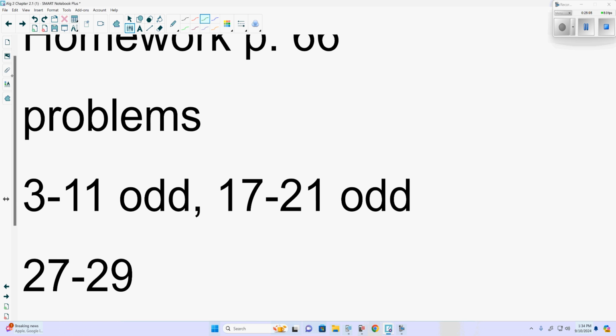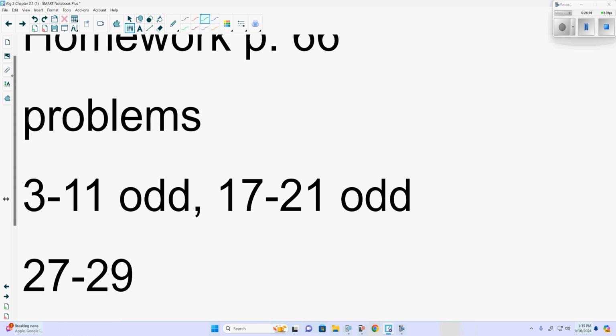We'll do those last 3 tomorrow. This is your assignment for this year. 3 through 11 odd, so 3, 5, 7, 9, 11. 17 through 21 odd, and 27 through 29. So it's going to be by the end of the day for chapter 2. Then chapter 1 didn't have an official test, so I'm making it due Friday. Does that make sense?